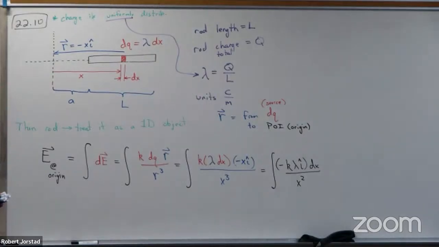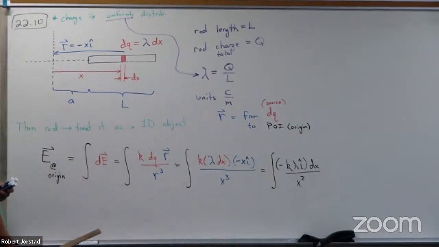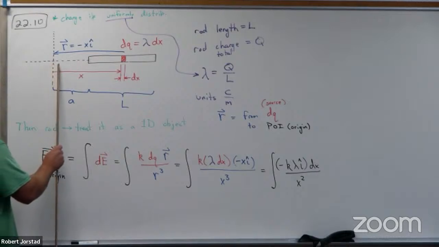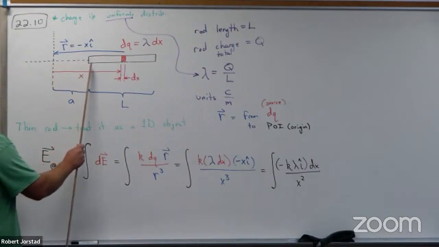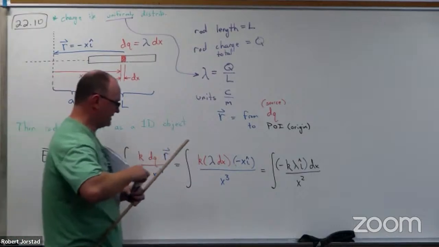Pause the video if you want to punch in the limits and then check. Okay, here we go. The leftmost value of x would not be 0. The charge doesn't start until we get to right here. Well, that value would be x equals a. So the lower limit is a.